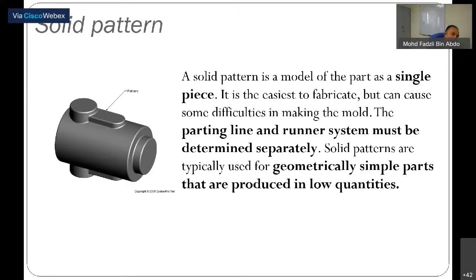This is the solid pattern. A solid pattern is a model of the part as a single piece. It has only a single piece. There is no combination of two parts, no assembly parts. There is only one part. One piece, a single piece. It is the easiest to fabricate but can cause some difficulty in making the mold. The parting line and runner system must be determined separately. The solid pattern is typically used for geometrically simple parts that are produced in low quantities. For example, if you want to make a circle or a square, there is only one solid pattern.